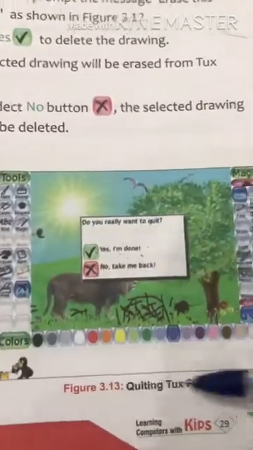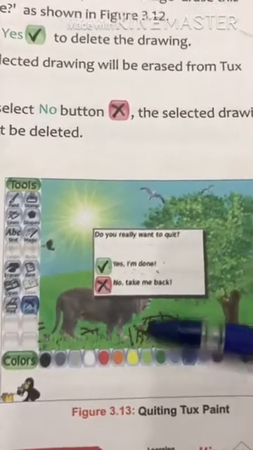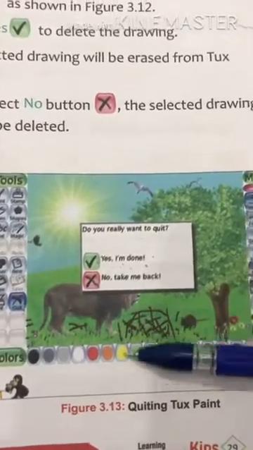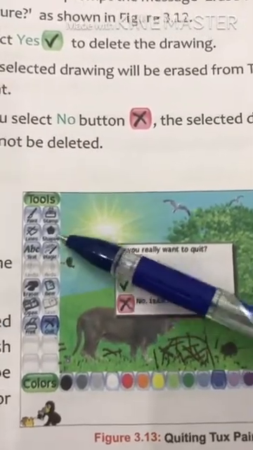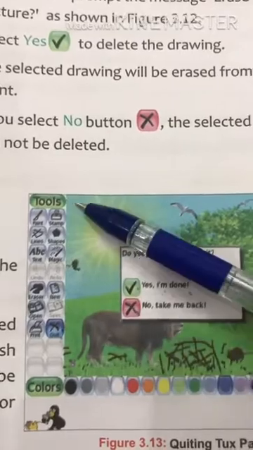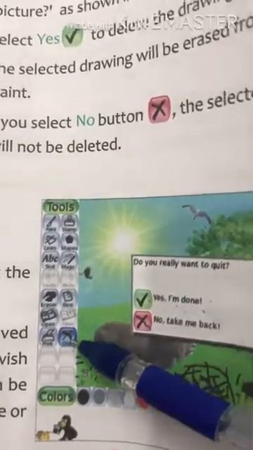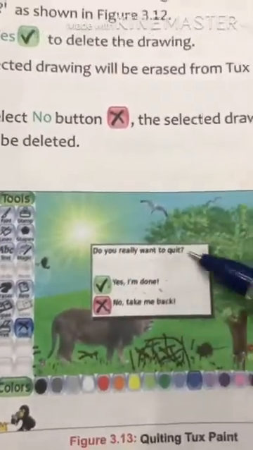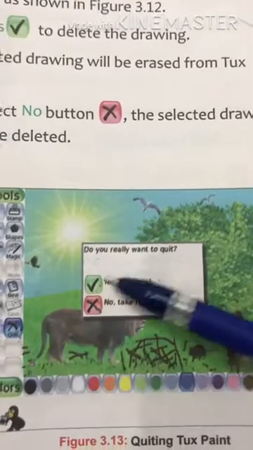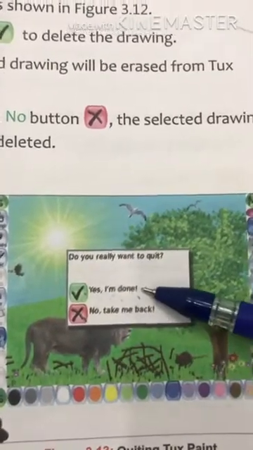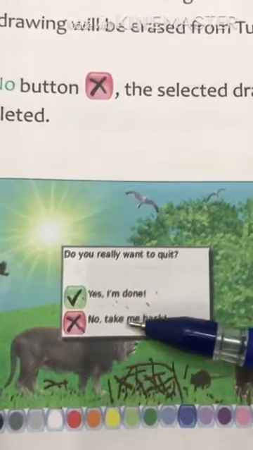So first I will show you how to quit this text paint program. So children, look at this window. This is the window for quitting text paint. Then how do we exit the text paint program? So first we will select the quit option from the tool section. This is quit. If you select this quit, then this small window will appear on your screen, and there are two options given, that is yes, I am done, and no, take me back.